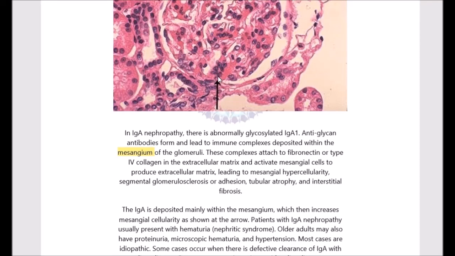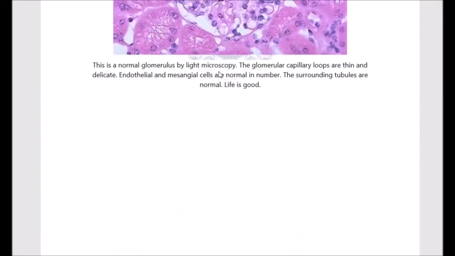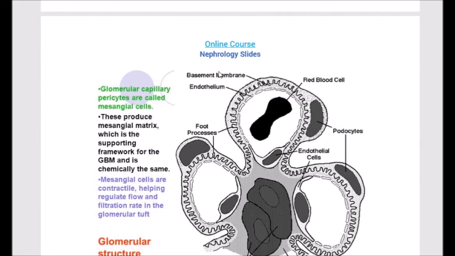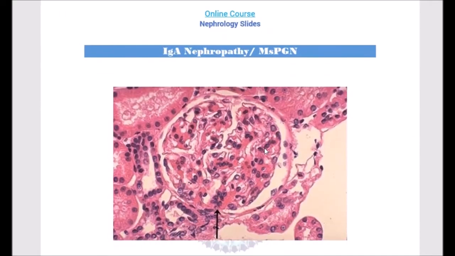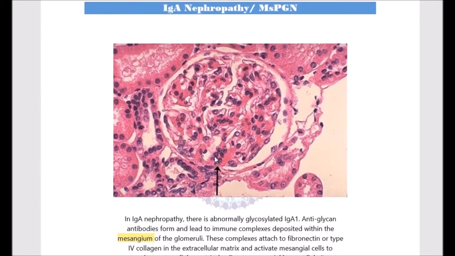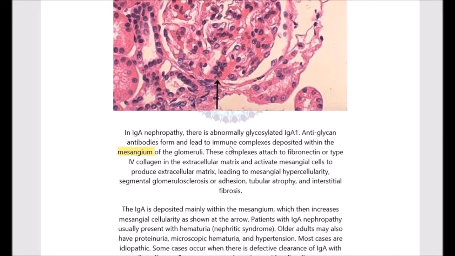You see the number of cells: 1, 2, 3, 4, 5. That's because we learned that the normal structure in the mesangium has a maximum of 2 to 4 cells. But in contrast, with IgA nephropathy, you see 1, 2, 3, 4, 5, 6, 7. So many cells, this is mesangial proliferation.